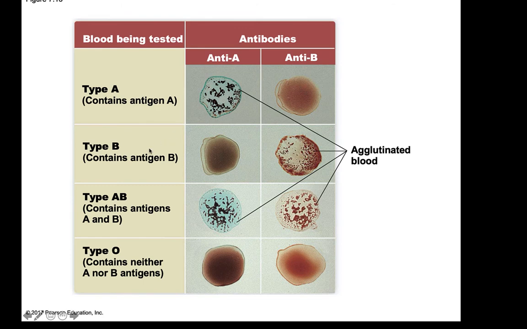Anti-B, nothing. Type B, okay? It has antigen B, so we added anti-B. We see the agglutination, so we know that we're talking about type B blood. If we have type AB, then they are both going to clump, okay? And then if I have type O, agglutination or clumping will not occur in either of the unknown samples.